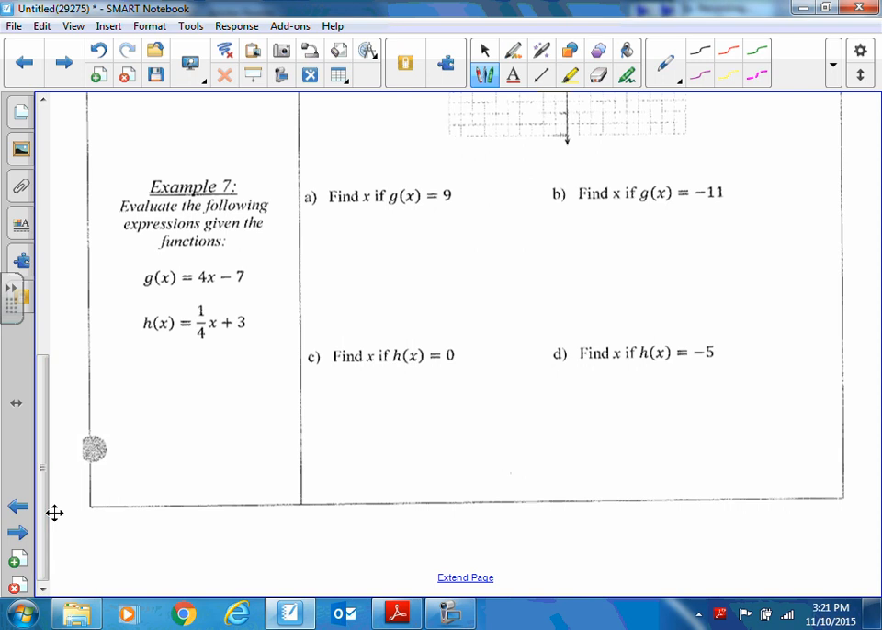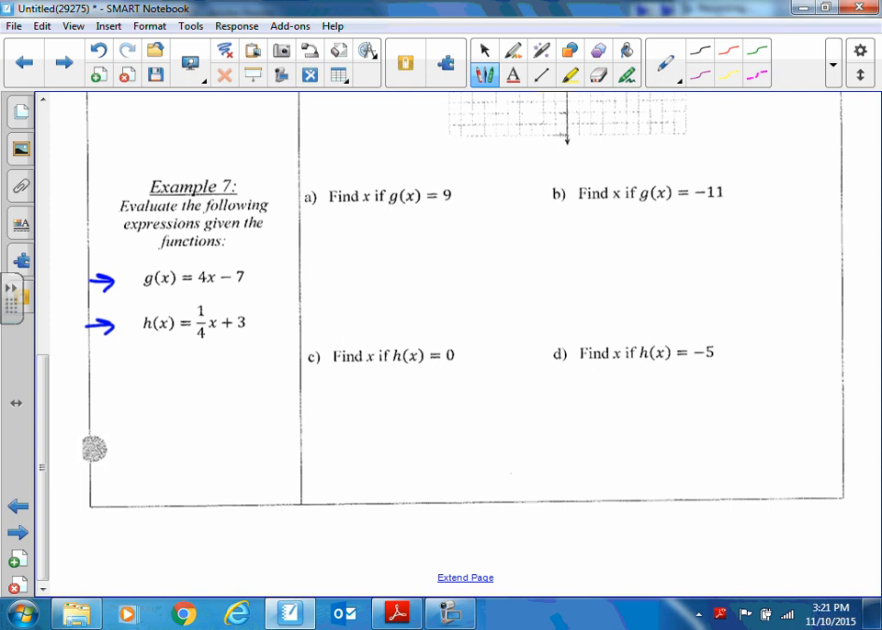All right, final thing we're going to talk about today is evaluating the following expressions given the function. So here it's giving you 2 functions, g of x and h of x. Again, I don't know if I mentioned this before, but it doesn't necessarily have to use the variable f. It could use any variable. So it could be a function of g of x or a function of h of x.